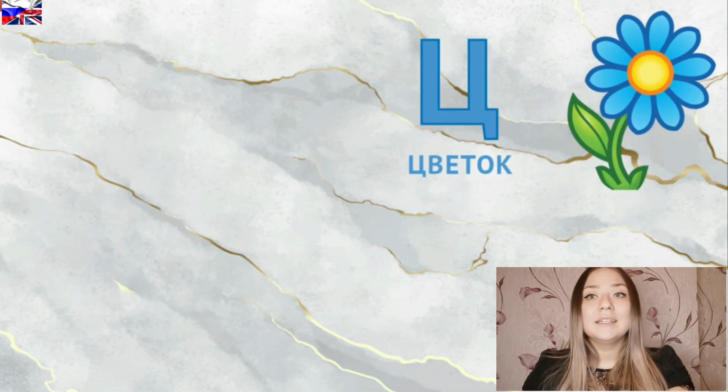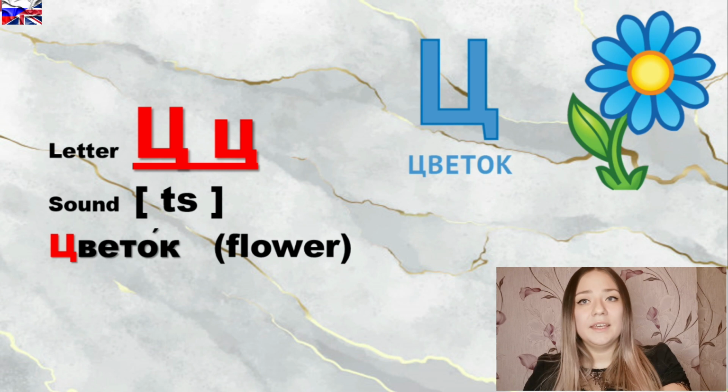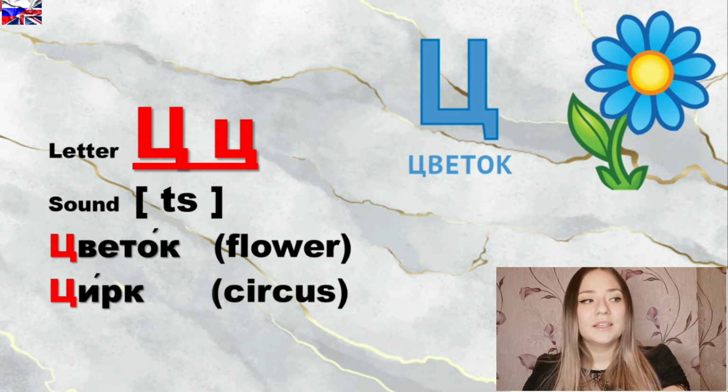This is letter C. Sound ц. For example, this word flower. Цветок. Circus, цирк. Very good.